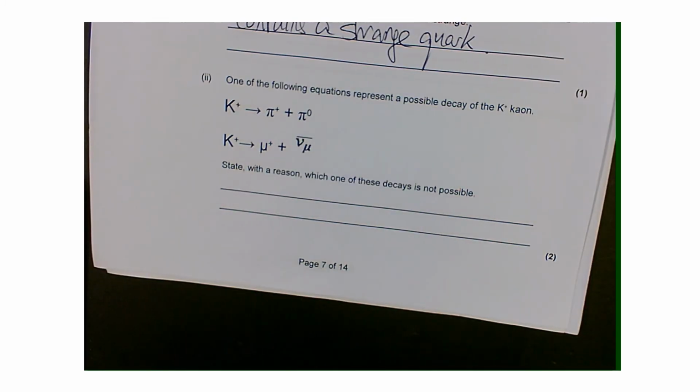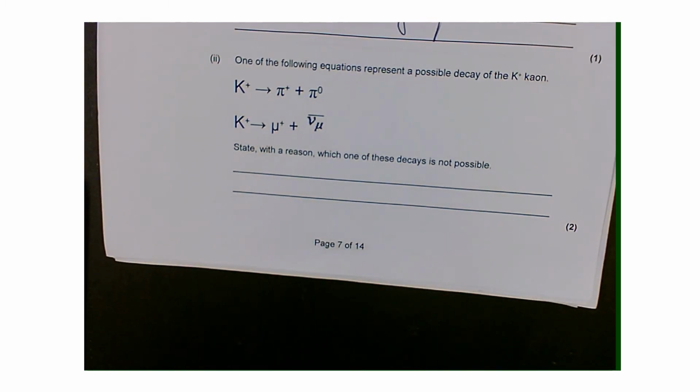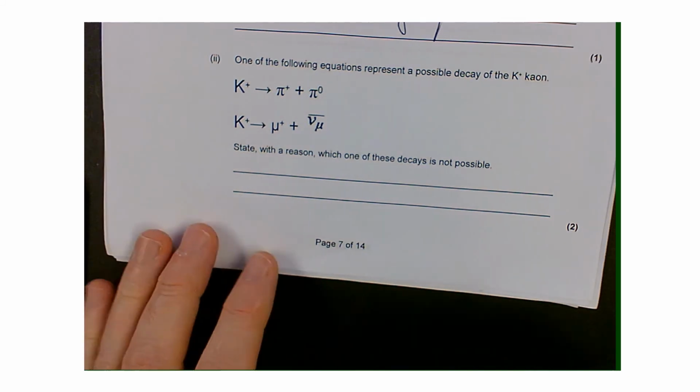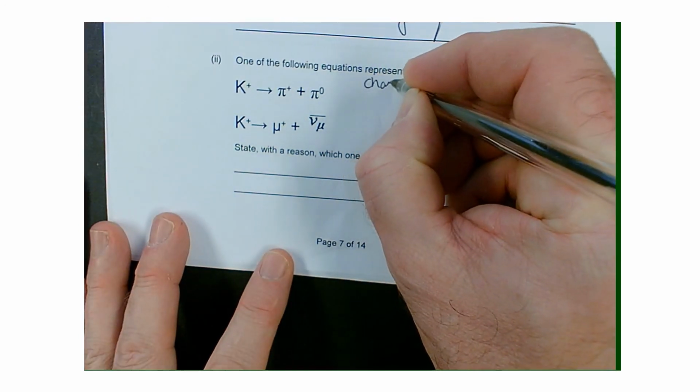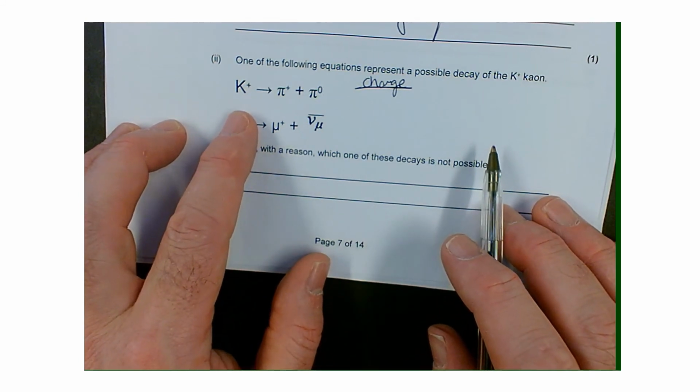One of the following equations represents a possible decay of the K plus kaon. State with a reason why one of these decay processes is not possible. So, what is this question about? What are we going to be using? George, what are you going to be using to answer this question? It's about the conservation rules. So what we really need to say is, which one of these breaks one of the conservation rules? So let's go through this in order. We'll start with charge. Let's work out the charge.